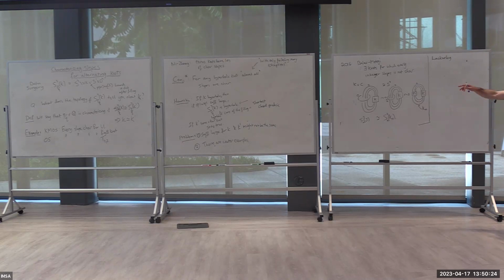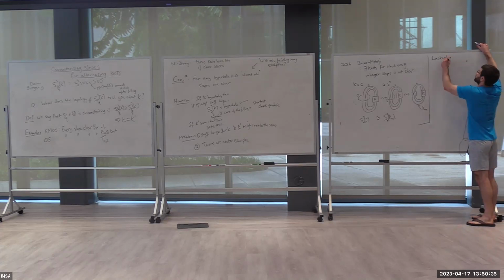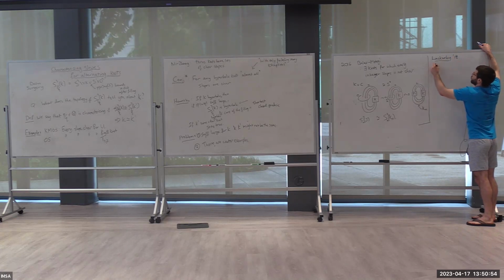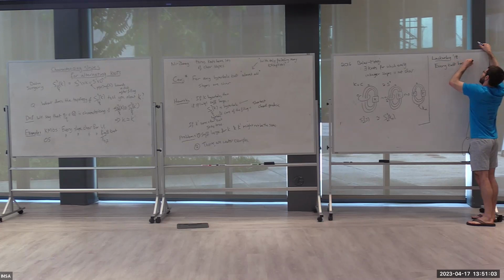So this conjecture, the conjecture I would like to get into, is that every knot has some characterizing slopes. Many.